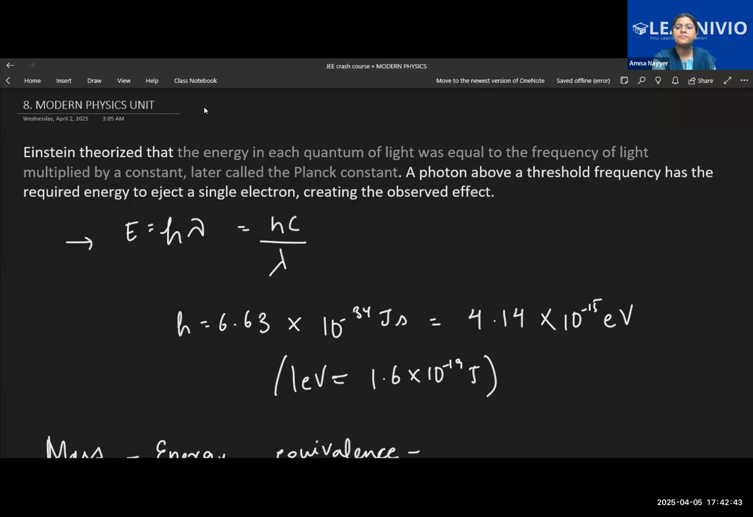Let me start with this. See, the first thing that remains the basic for your entire modern physics and your quantum physics is the Einstein theory. Einstein theorized that the energy in each quantum of light was equal to the frequency of light multiplied by a constant, which we now know is the Planck's constant. So E is equal to h nu, which is equal to hc by lambda, is very important. A photon above a threshold frequency has the required energy to eject a single electron, creating the observed effect. Now we know what this effect is.